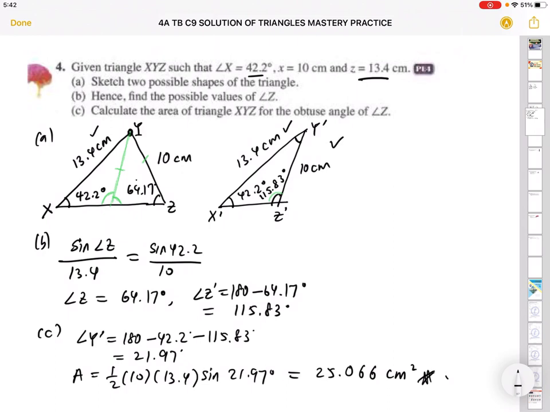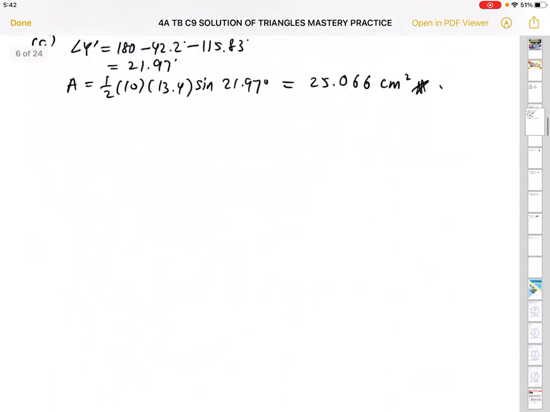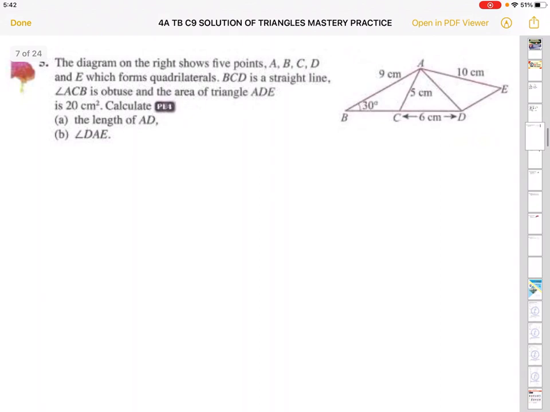Moving on. Question number 5. The diagram on the right shows 5 points A, B, C, D, E, which form a quadrilateral. BCD is a straight line, ACD is obtuse, ACB is obtuse, okay? And area of triangle ADE is 20, so this is 20 square cm. First, find the length of AD.